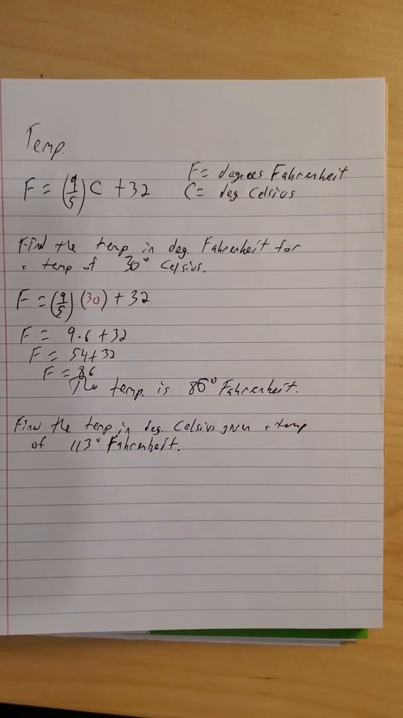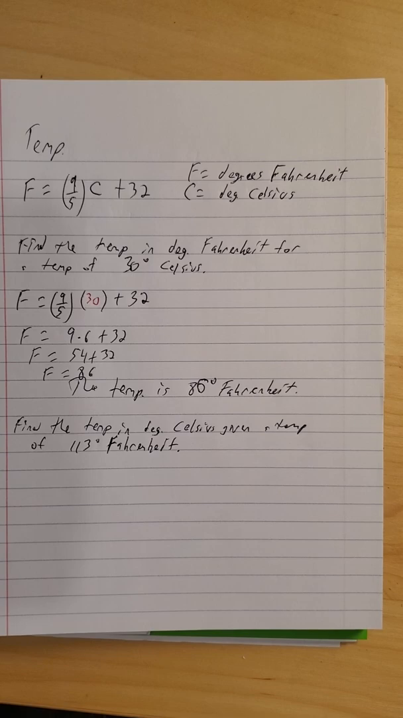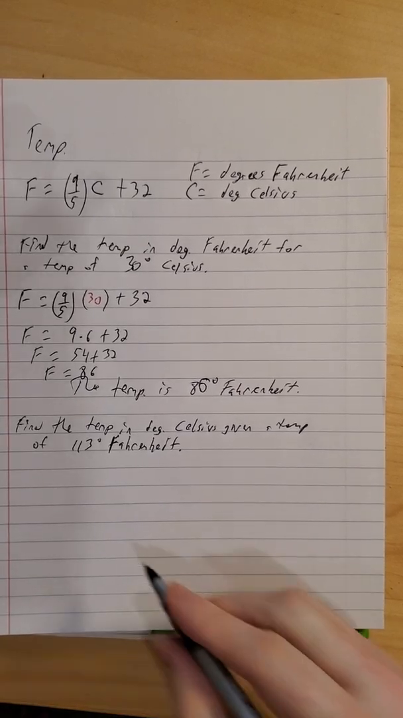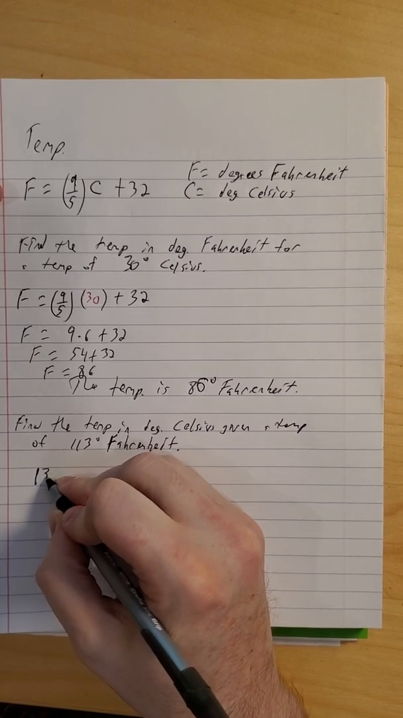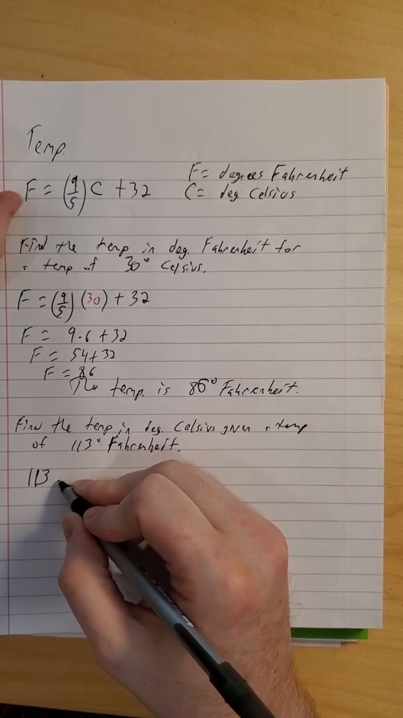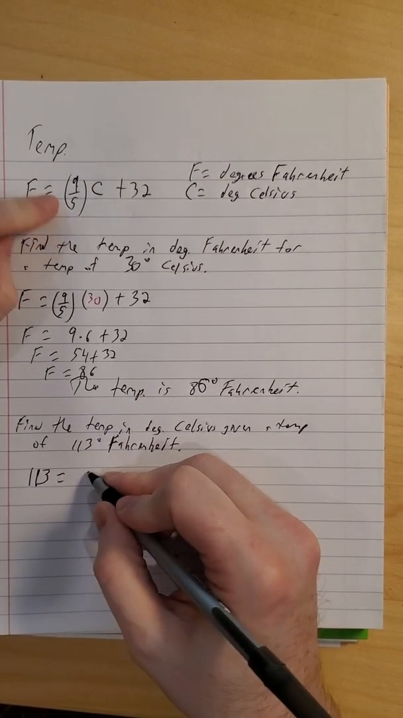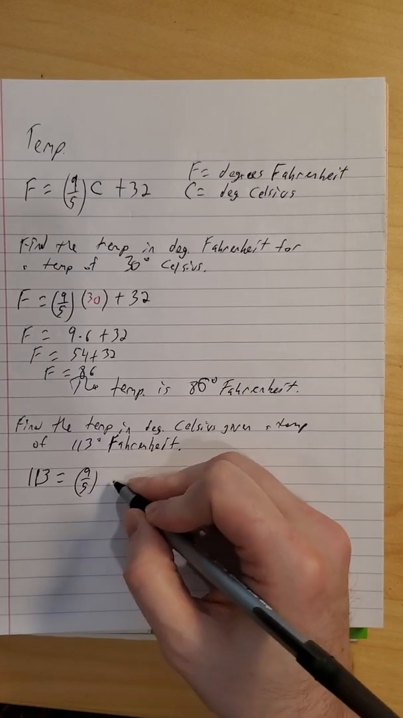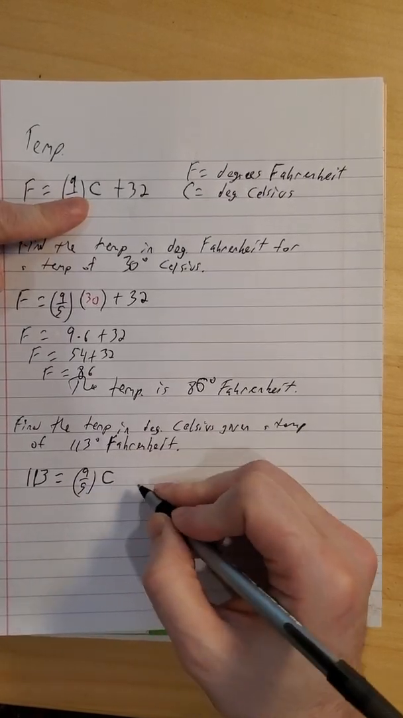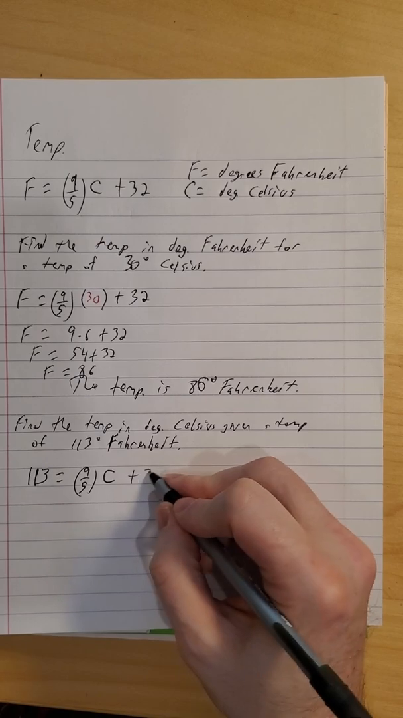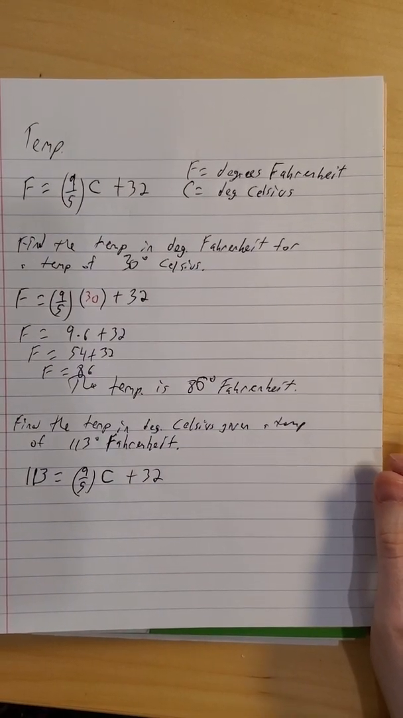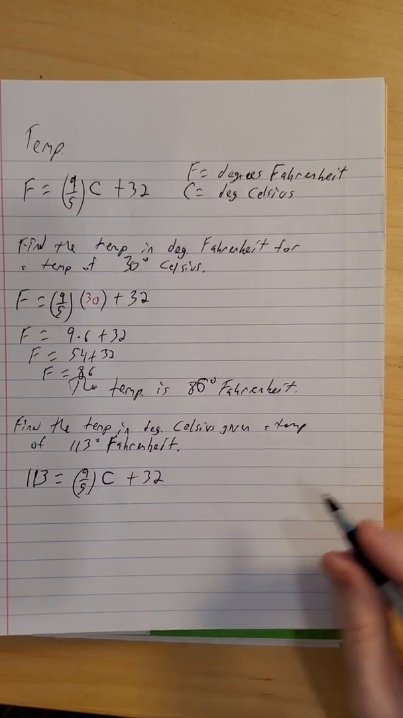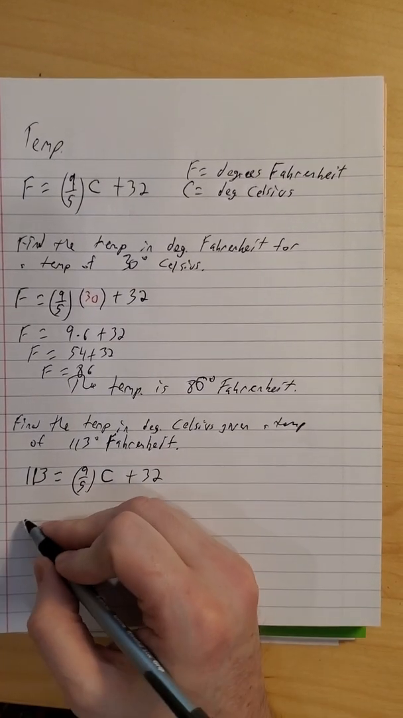So next we'll find the temp in degrees Celsius given a temp of 113 degrees Fahrenheit. So this time it's the 113 that we do know. The F we have a number for. 9/5 is just part of our formula. Celsius we don't know. That stays the variable then. And then we're just solving this thing for C. So I'll subtract 32 on both sides.